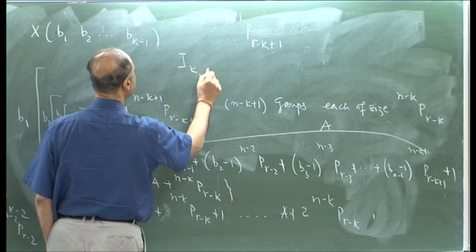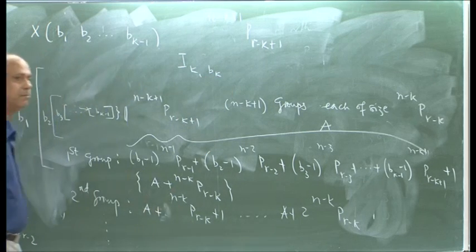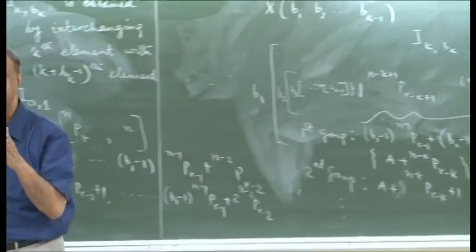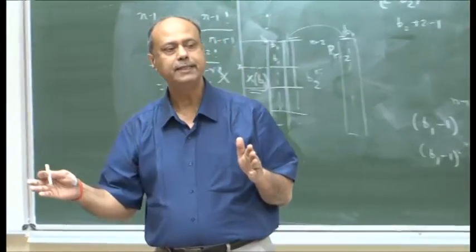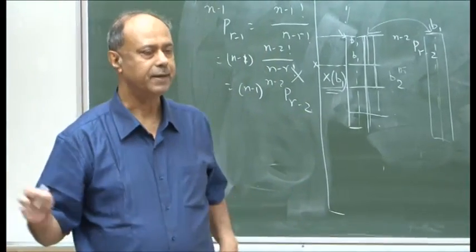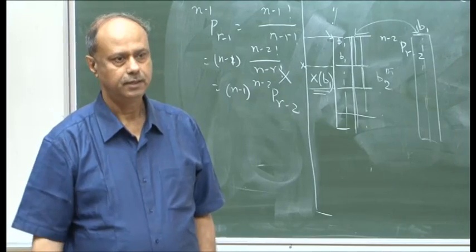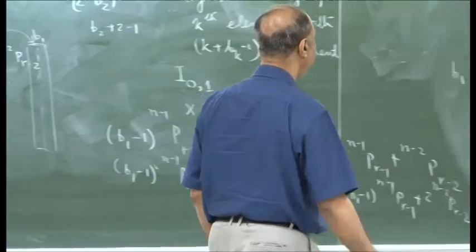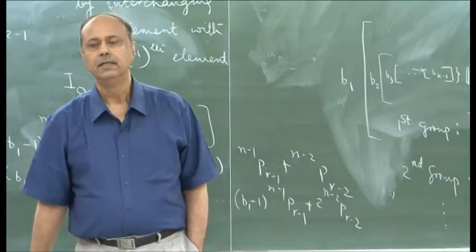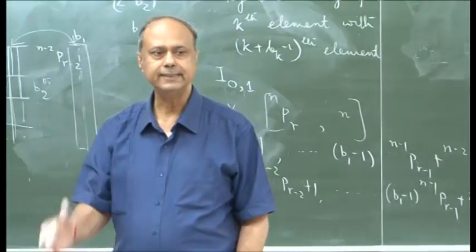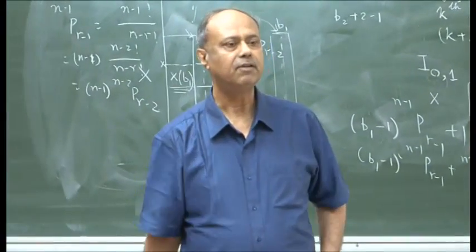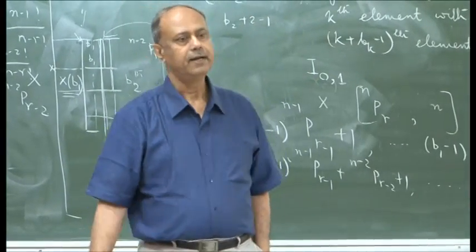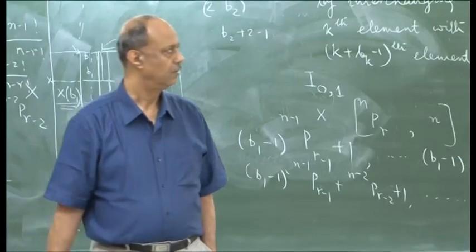For the bkth group, I perform this operation again. That means the kth element will be interchanged with the (k plus bk minus 1)th element. Okay? So when k equals r, you will be getting all the necessary elements, and you pick up the first r elements to get your arrangements. Okay?